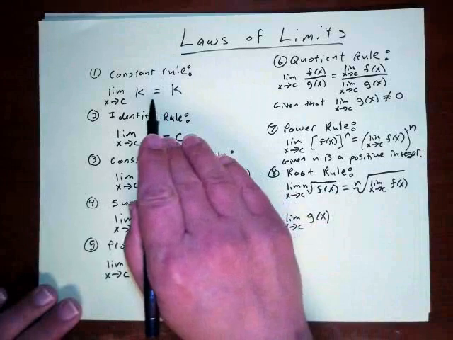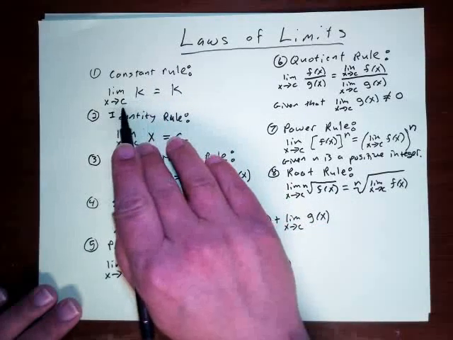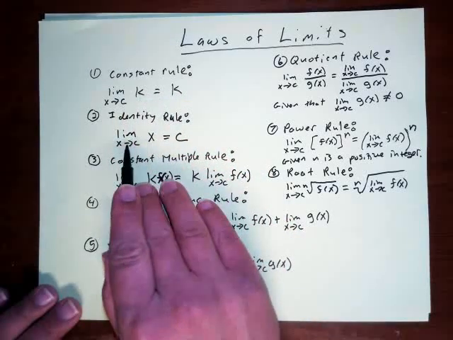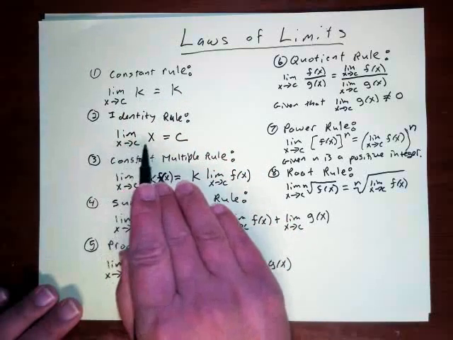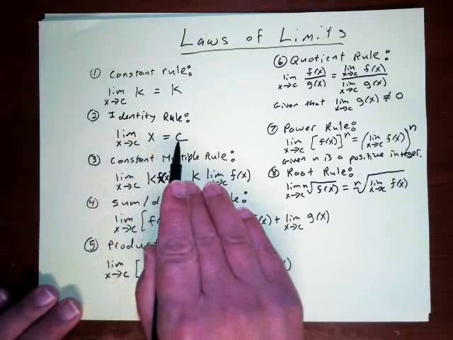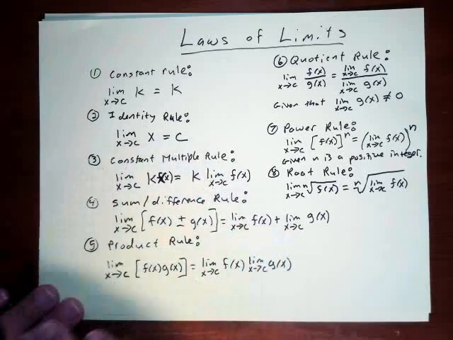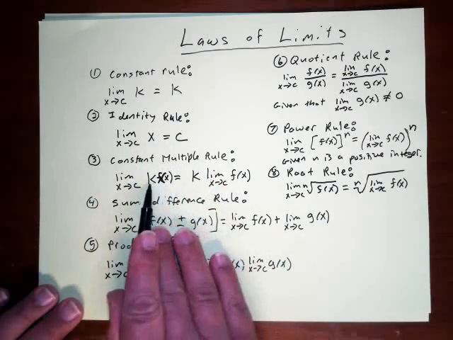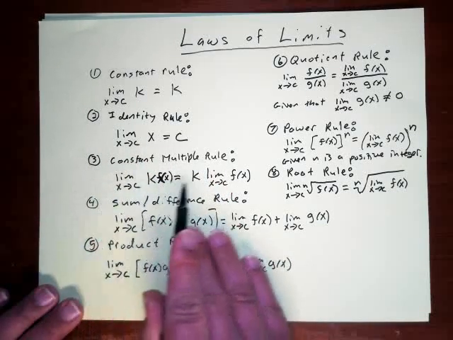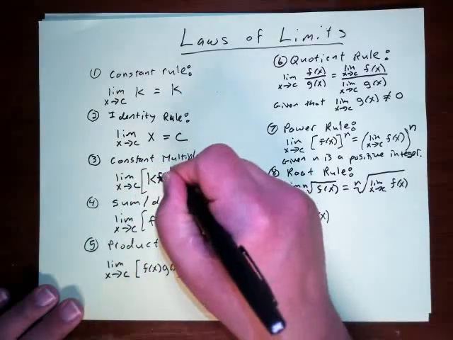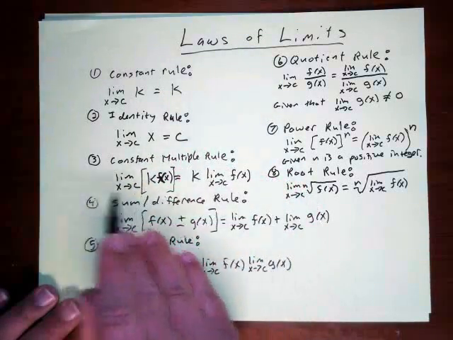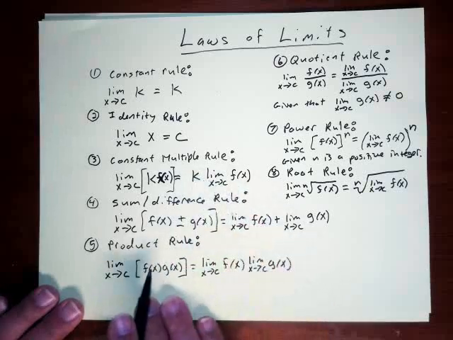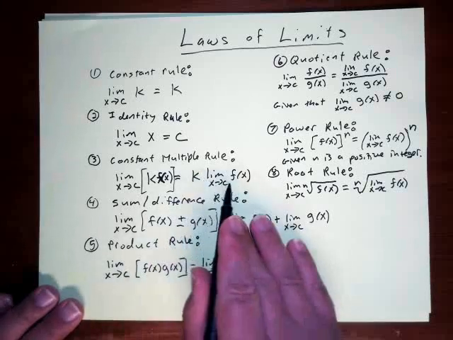So this is the constant rule, that the limit as x approaches c of some constant is just equal to the constant. This is the identity rule, the limit as x approaches c of x is equal to whatever c is, whatever you're approaching, right? The constant multiple rule means you can pull constants out of the limit, right? So you have this, and you can pull that constant out of the limit, like this, and take the constant times the limit of f of x as x approaches c.